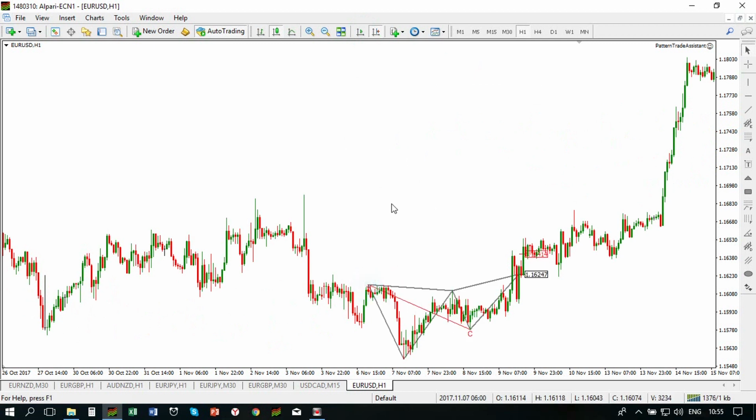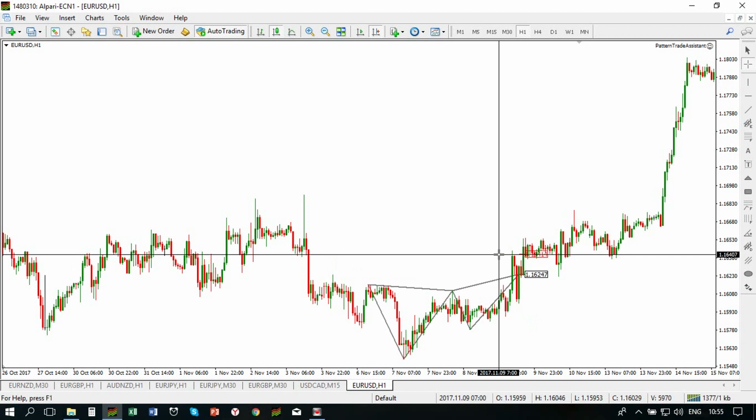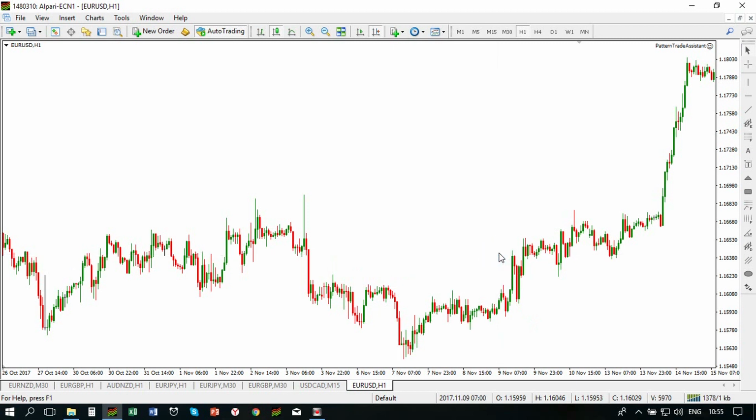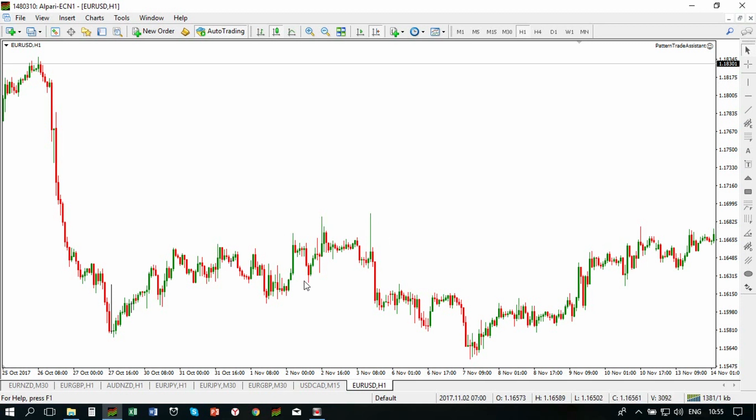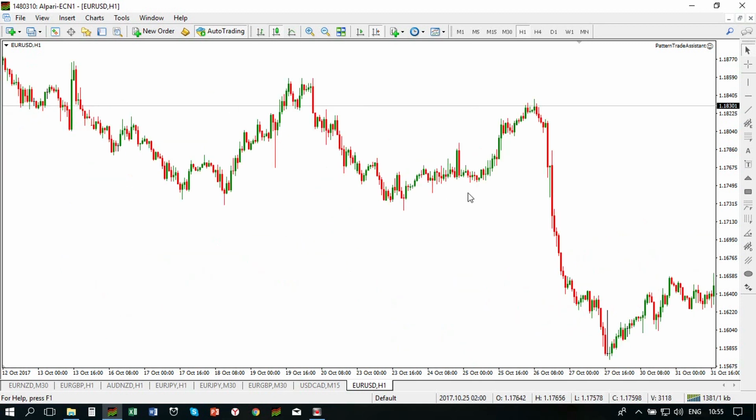This was a butterfly winner, I suppose. No, it wasn't. It hit the stop loss. Okay, what was that? Was this something here? Bad pattern winner? I think it was. Yes, it was a bad pattern winner. Touch and reverse it.